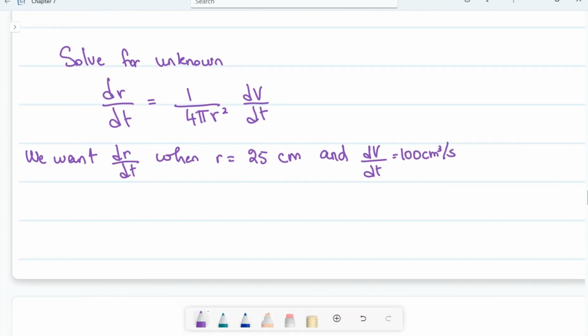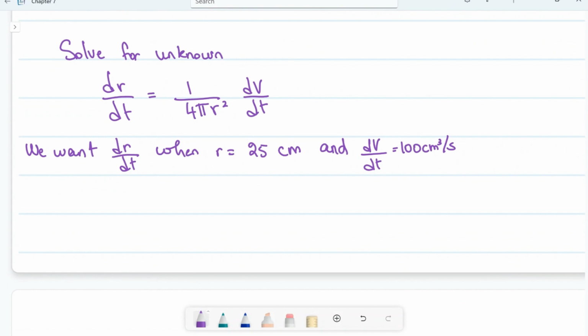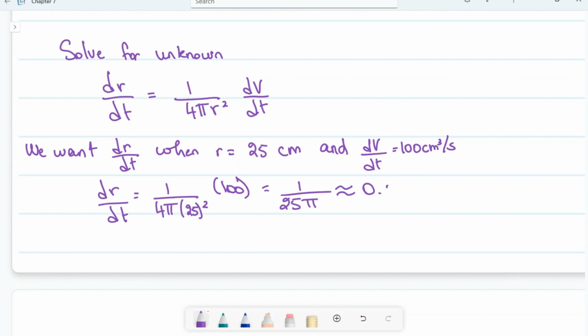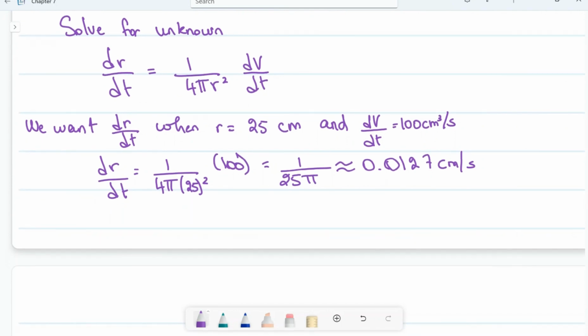So let us plug this into our equation. We get dr/dt is equal to 1 over 4 pi. Instead of r, we can write 25 squared. And instead of dV/dt, we can write 100. This gives us 1 over 25 pi, which is approximately equal to 0.0127 centimeters per second if you were to plug it into your calculator.